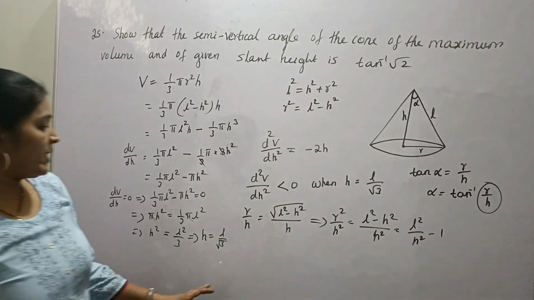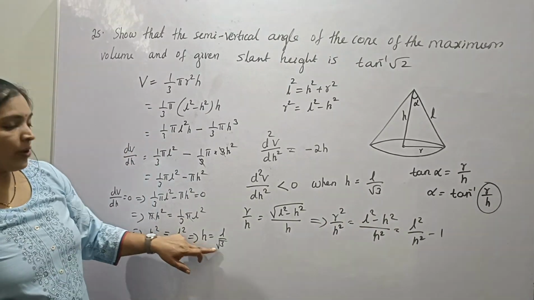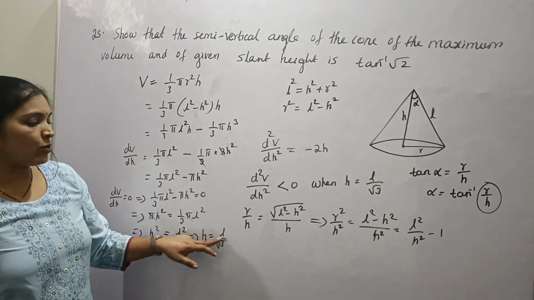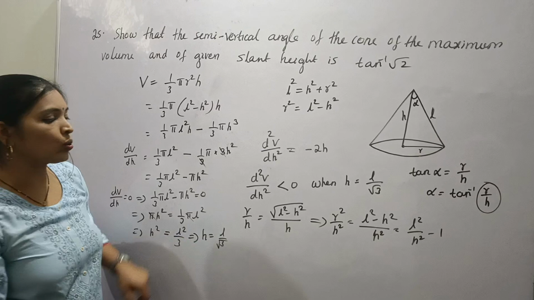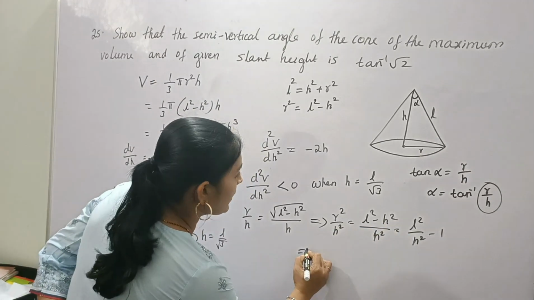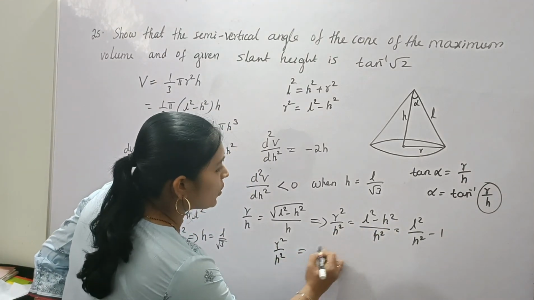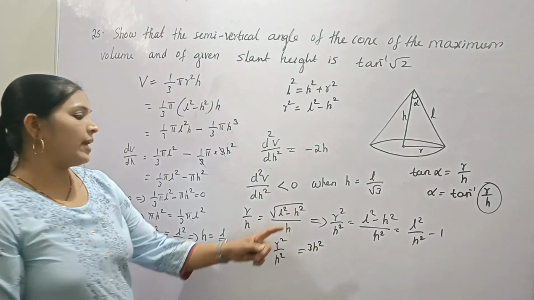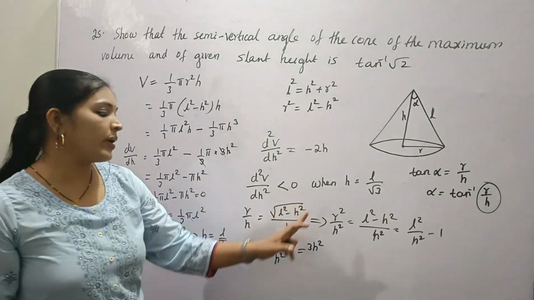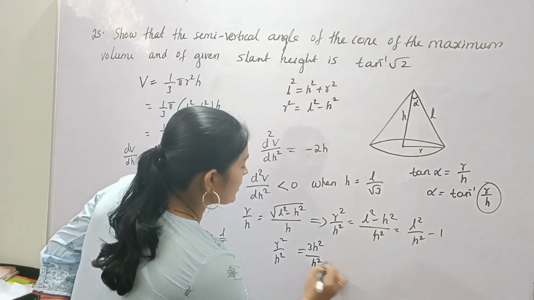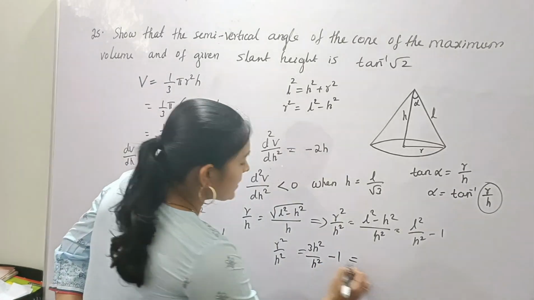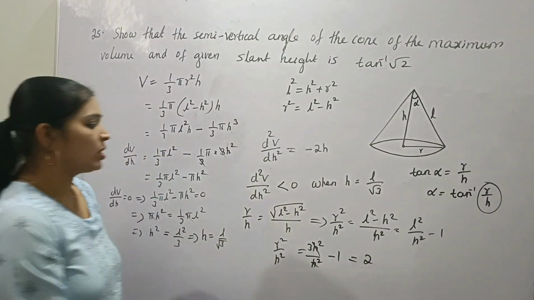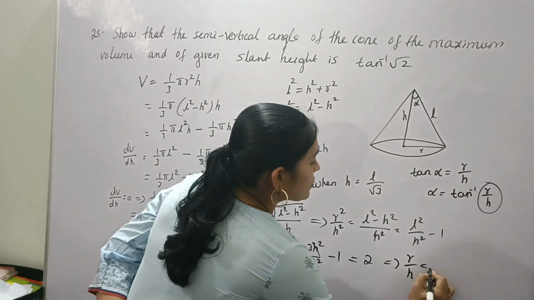Okay. So here what is our L? From here we know that h is equal to L by root 3. The volume is maximum when h is equal to L by root 3. So from here L is equal to root 3 h. Substitute here. So r square by h square is equal to, L is root 3 h, so L square is 3h square, divided by h square, minus 1. Here h square cancelled. So 3 minus 1 is 2. So r square by h square is 2. So that implies r by h is root 2.